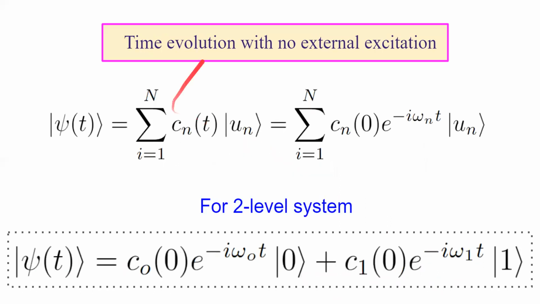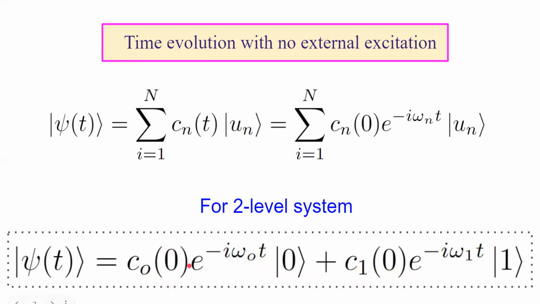and this is the case that we have when we have no external excitation. So now we can express this for a two-level system which has only two eigenstates in terms of ket0 and ket1, right? As you can see, this is the time evolution state vector. This is how it evolves, and this is just a phase relationship.